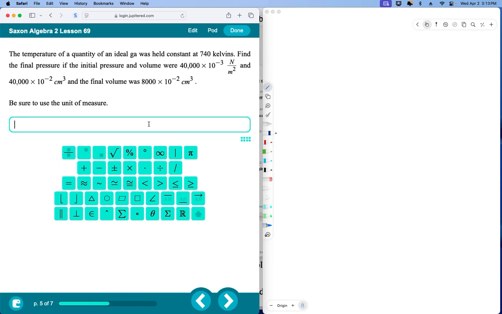All right. I put a little note here. Be sure to use the unit of measure because apparently I had a bunch of students who are getting to use the unit of measure. So we only have this one and 2 more, and then we'll be done.